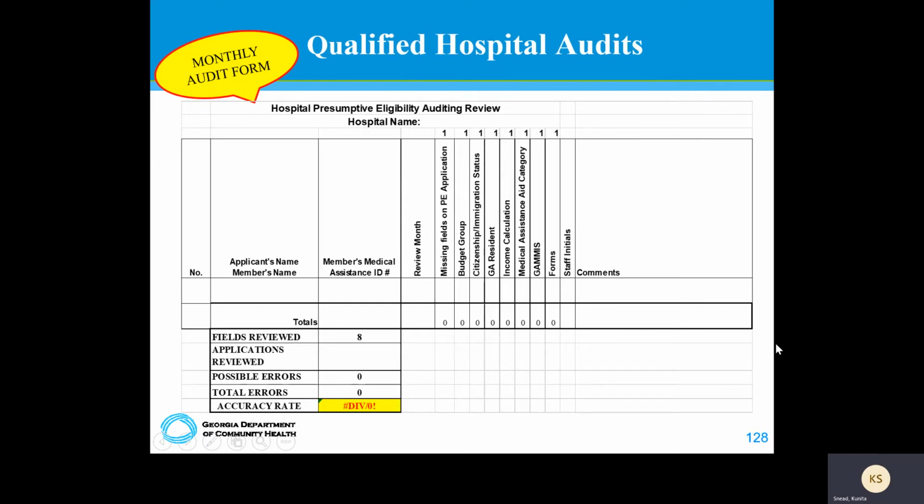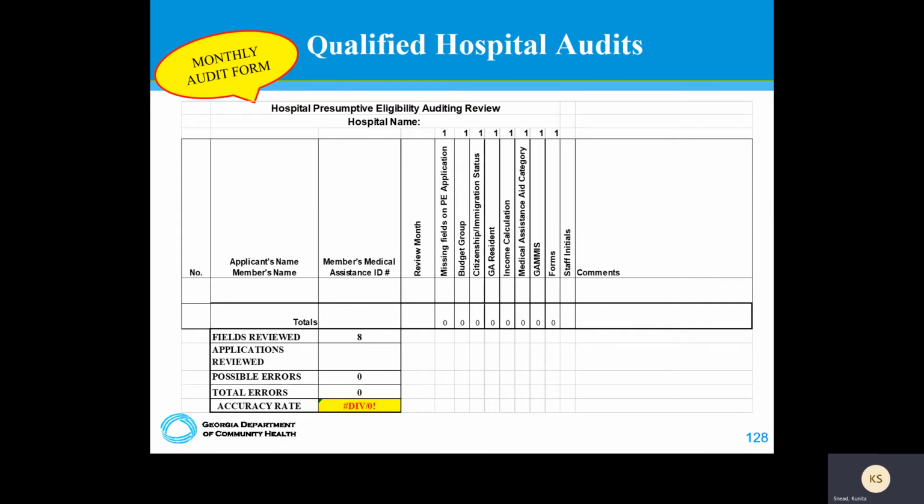So this is the audit form that I do, and this is what I audit for each month if your hospital did applications for that particular month. If your hospital did not do applications for that particular month, or you did an application, but the applicant did not apply for full Medicaid, we're not going to audit that application. We're only auditing applications that have a full Medicaid attached to it. So if the applicant did not apply for full Medicaid, that application will not be audited. Or if you didn't do applications that month, then of course you won't have an audit for that particular month. So this is what the audit form looks like that is emailed to the PE coordinators each month.